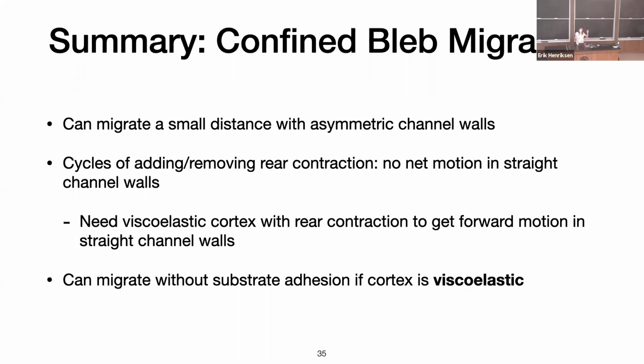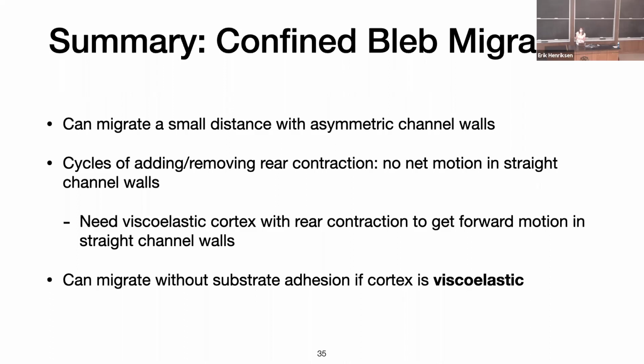So we thought, let's add in that rear contraction to simulate the actomyosin contractility. When we do that, if you model the cortex as elastic, so you add a retraction and remove it, you can't go anywhere either. You apply a retraction, and when you release it, you end up exactly where you were. So you cannot migrate with rear retraction and blebbing.